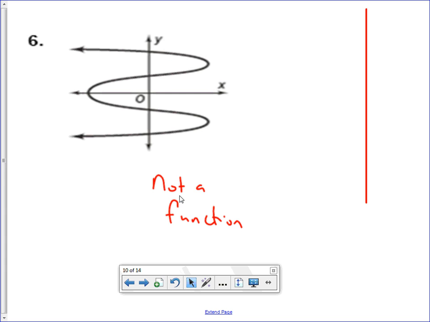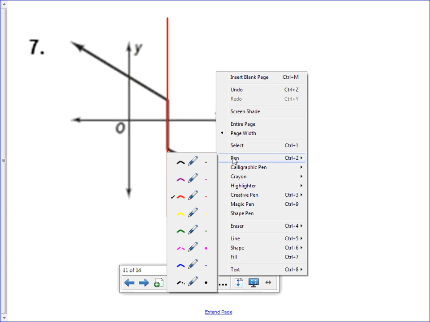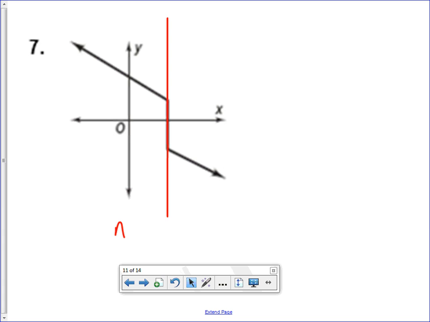Okay, if I go to the next slide, once again, if I took my pointer and I slid this through here, I can see right here that I'm going to hit more than 1 point. So this one here would again be not a function.